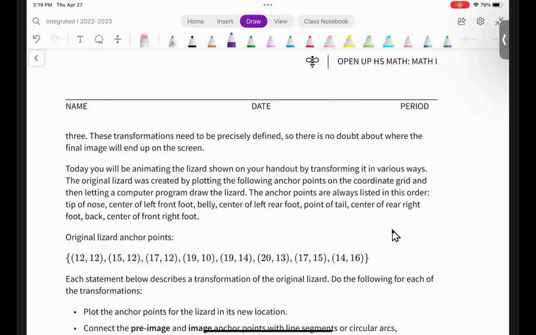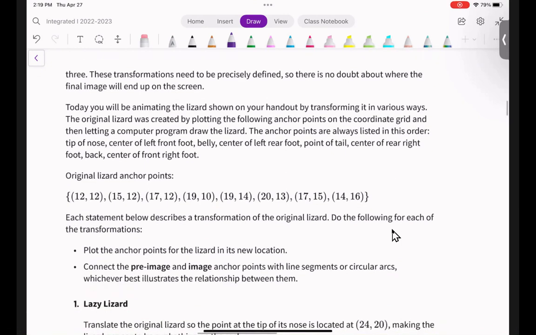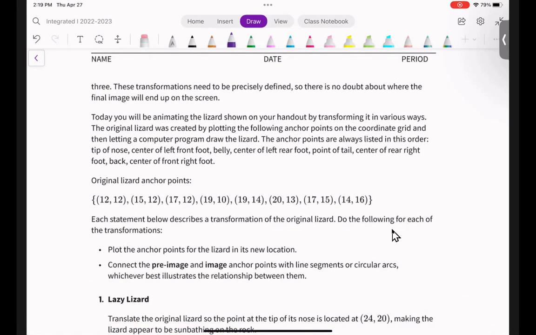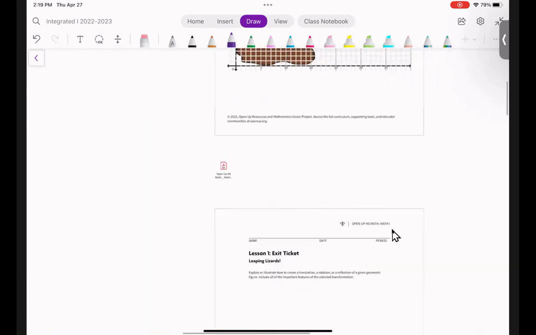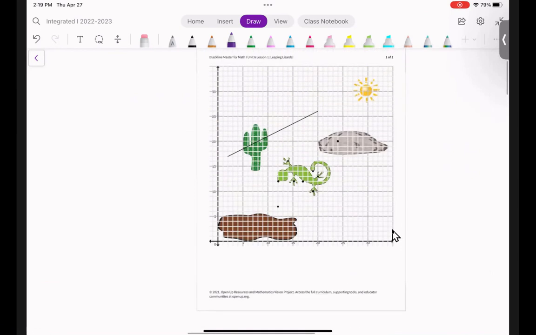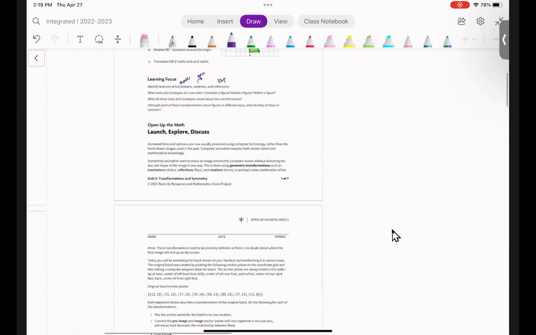These transformations need to be precisely defined so there's no doubt about where the final image will end up on the screen. Today you will be animating a lizard shown on your handout by transforming it in various ways. If you want a bigger version of the handout, it's right here. If you scooch your paper over and look up, it's kind of like where your exit ticket normally is. So here's a bigger version of it. I'm not going to use that bigger version, so you guys can use that.